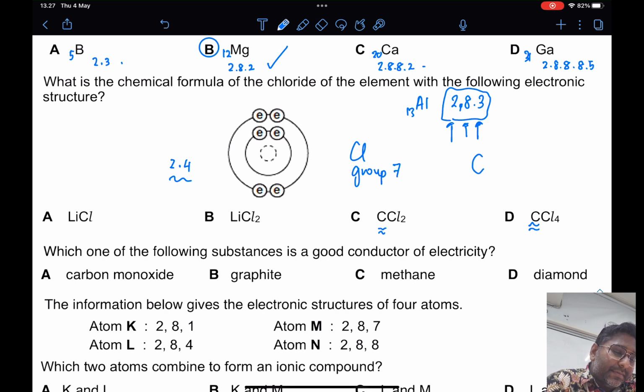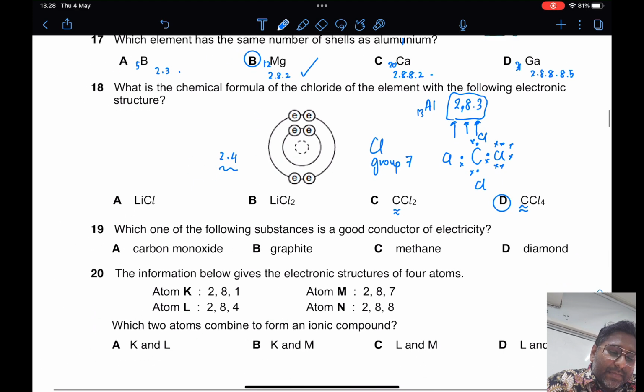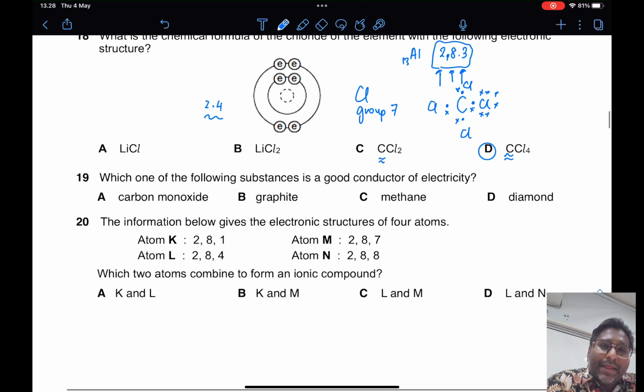Carbon, which is going to be group 4, has to join with Cl. So with 4 valence electrons, they are going to join with 4 Cl. If you want to draw, something like this, and you can complete that, and you repeat this entire thing. So basically, it's going to be CCl4, not CCl2. That's the answer.